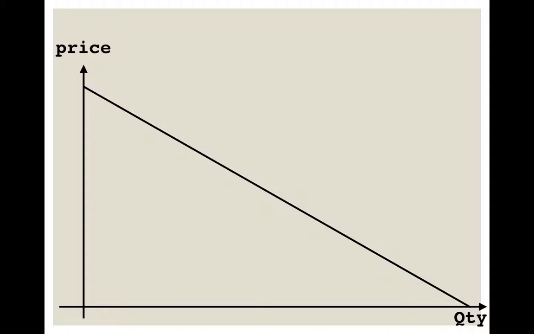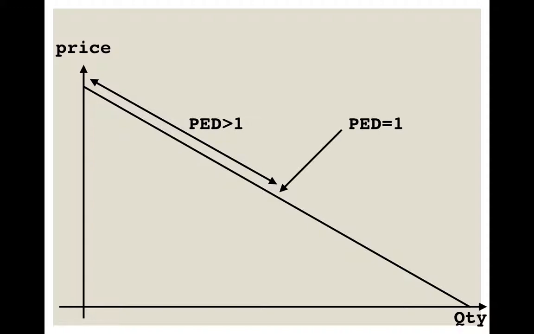Now before we begin, let's remember that for a straight line demand curve like the one that you see on the screen right now, the PED value actually varies along the curve. What do I mean by that? At the top part of the demand curve, the PED value is bigger than 1. At the midpoint of the demand curve, the PED value is equivalent to 1. And for the bottom part of the demand curve, the PED value is smaller than 1.